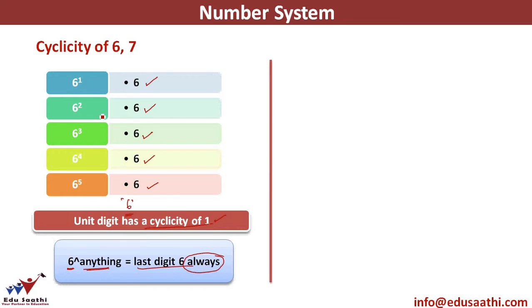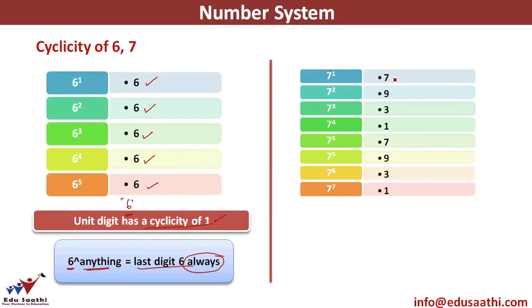Let's look at the case of 7 now. 7 raised to power 1 ends up in 7. 7 square 49 ends up in 9. 7 cube 343 ends up in 3. 7 raised to power 4, 2401, ends up with 1. 7 raised to power 5 ends up with 7. 7 raised to power 6, if I look at it, ends up in 9.